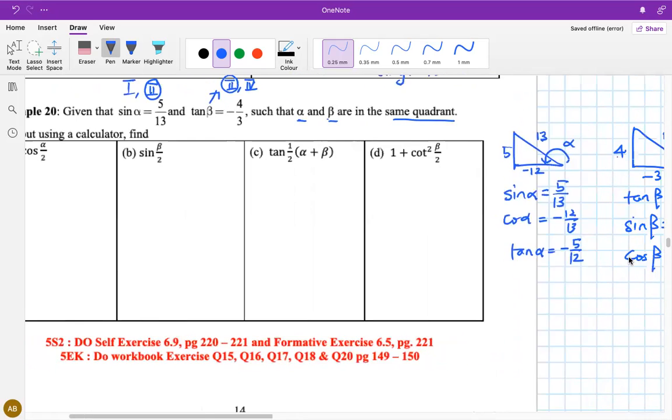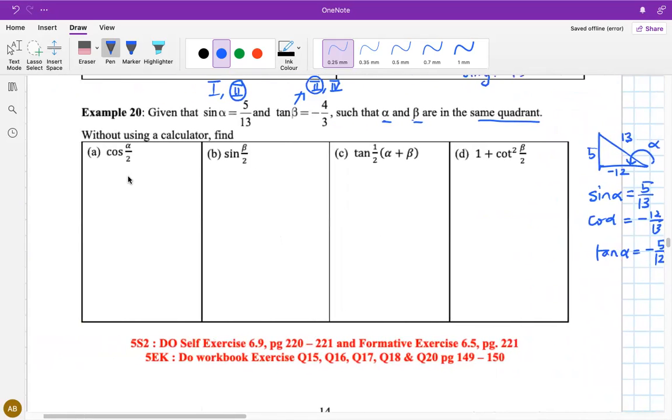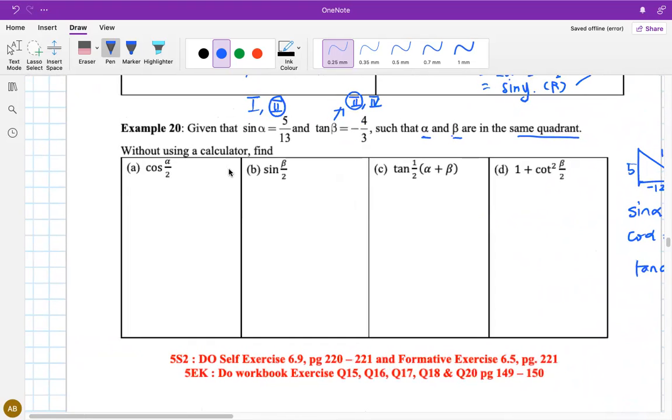Okay, now we want to solve. What is cos alpha over 2? Cos alpha over 2, right?